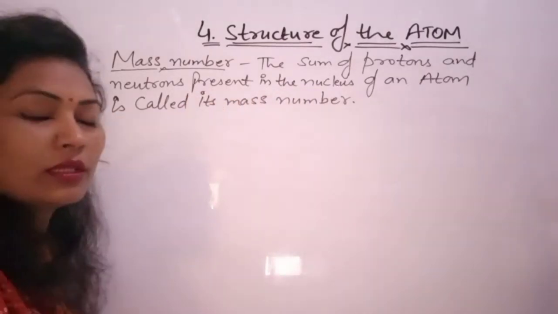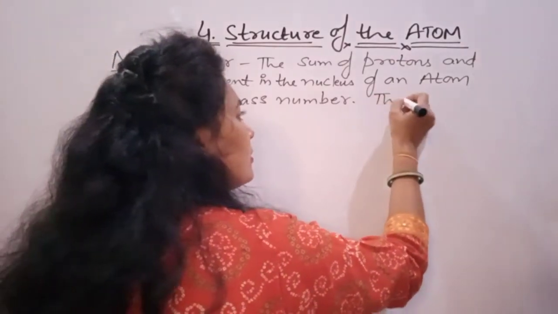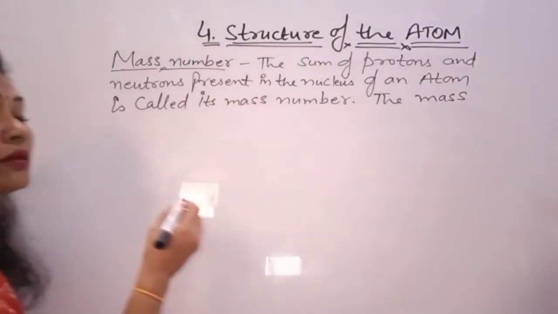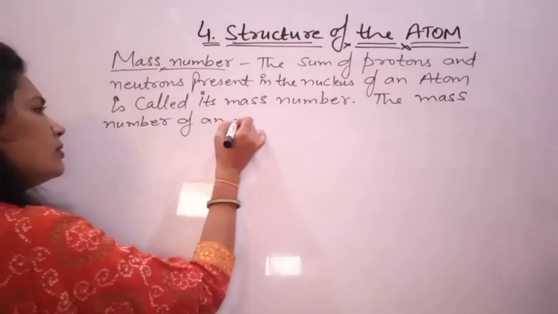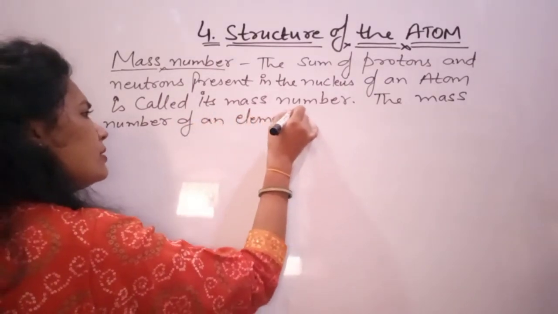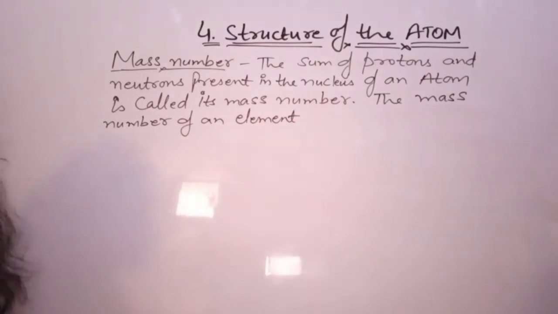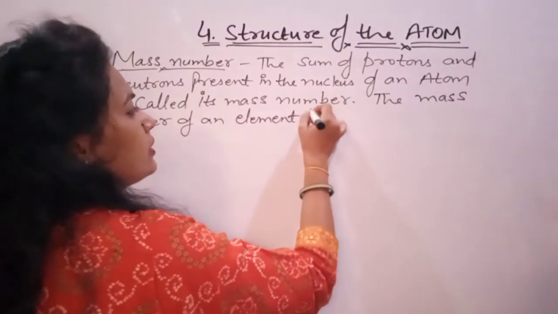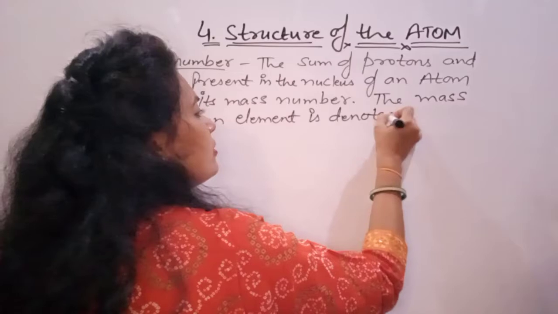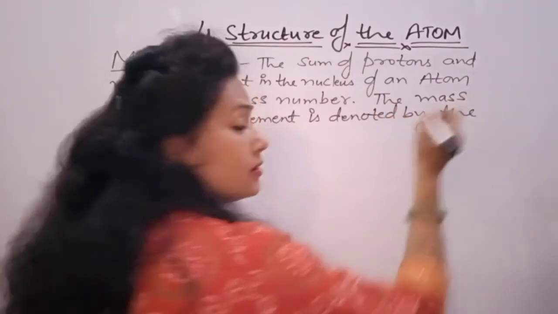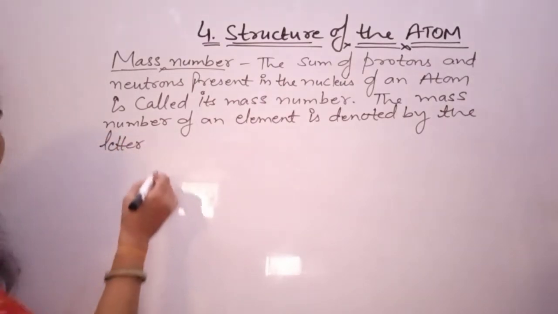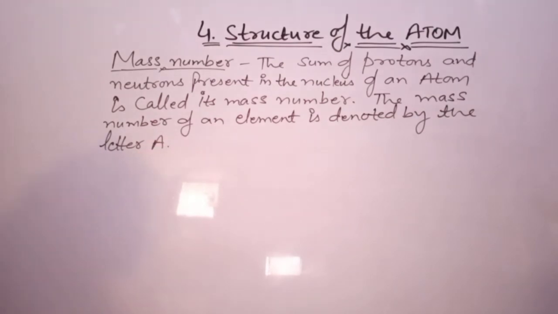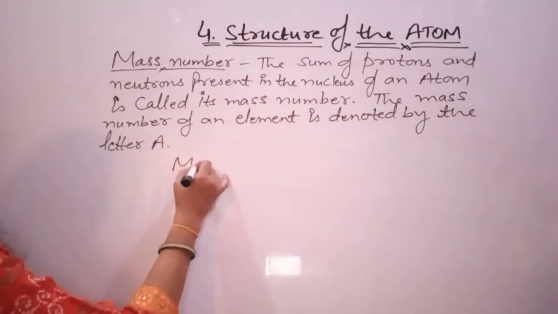So the mass number of an element is denoted by the letter capital A.